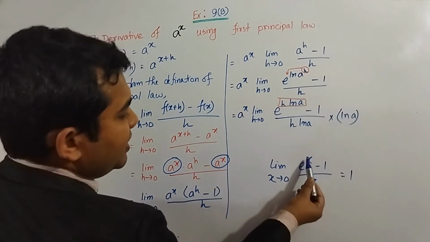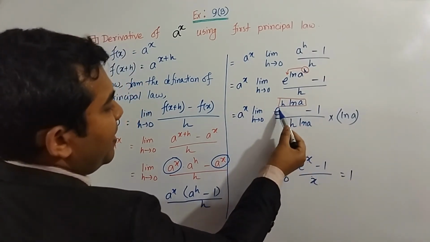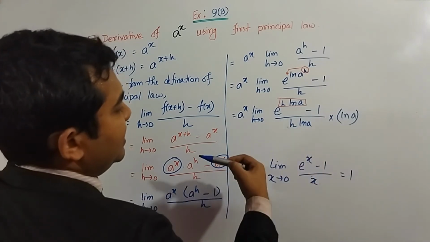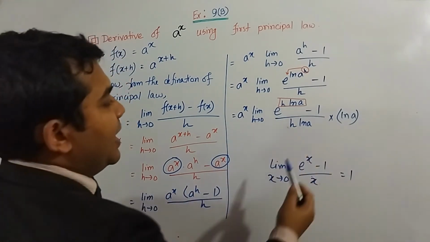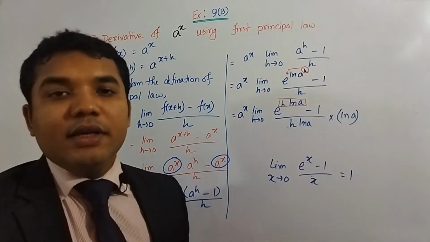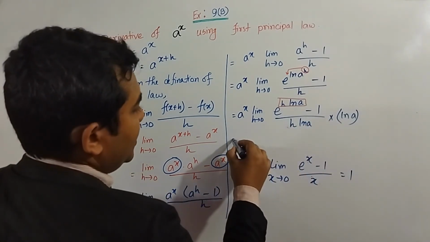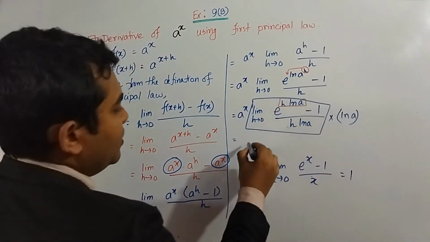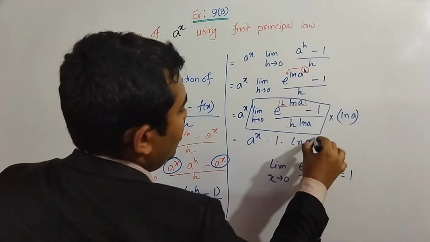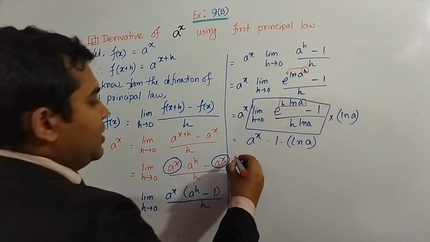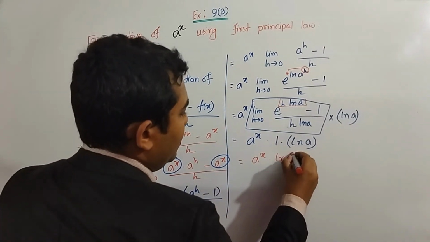So here, the power of e should be the same in these two places. That's why we match it by multiplying by ln a, and here we have taken the ln a multiplication, so that these two will cancel out and it will remain the same. So what can we write here? We can write this part actually gives 1. So a to the power x into 1 into ln a to the power x into that into ln a. So finally we'll get a to the power x into ln a.